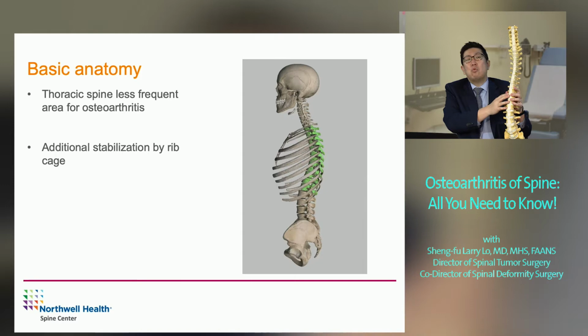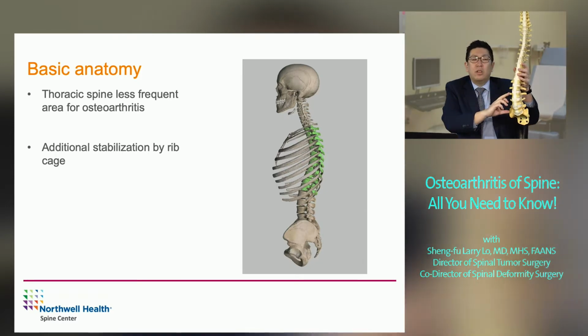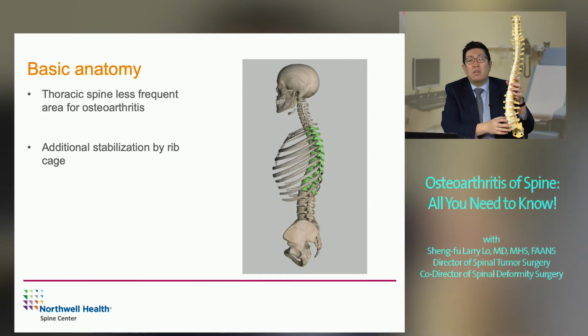So it's much more rigid compared to the cervical spine, the neck, or the lumbar spine, the lower back, which is why you don't commonly hear about spinal osteoarthritis of the thoracic spine, although it is something that we can see.